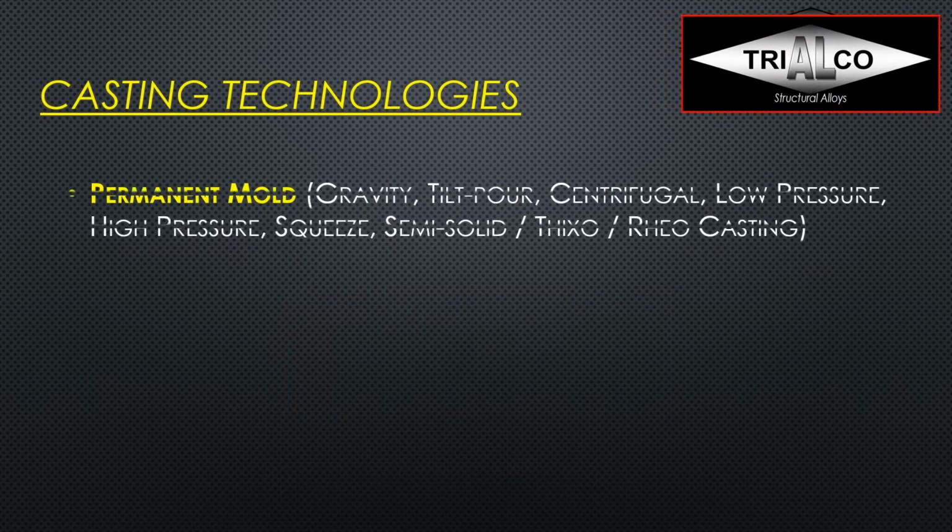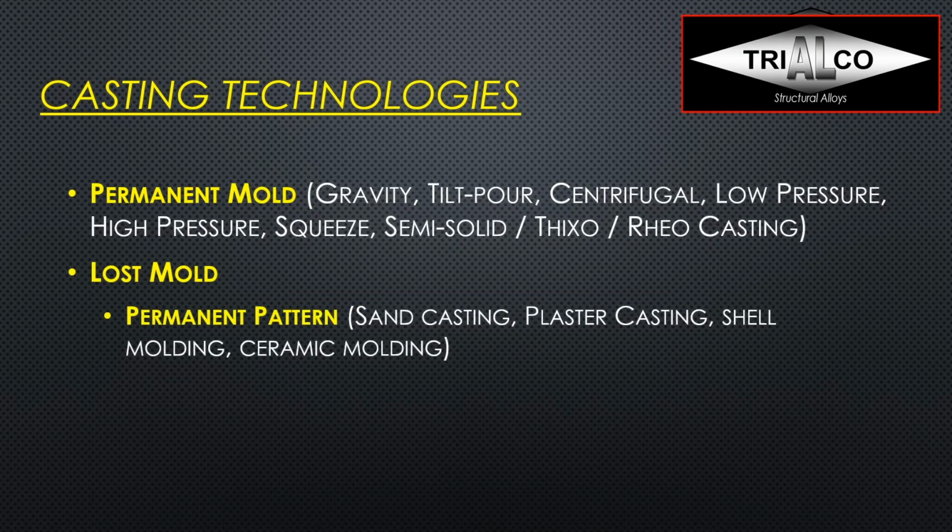Within the casting technologies, we distinguish between permanent mold and lost mold casting. So with permanent mold, as the name indicates, we use the same mold to make several or many castings. And lost mold means that we use one mold for one casting, and once it's made, then the mold is gone. Within those technologies, we distinguish between a lot of different variants.